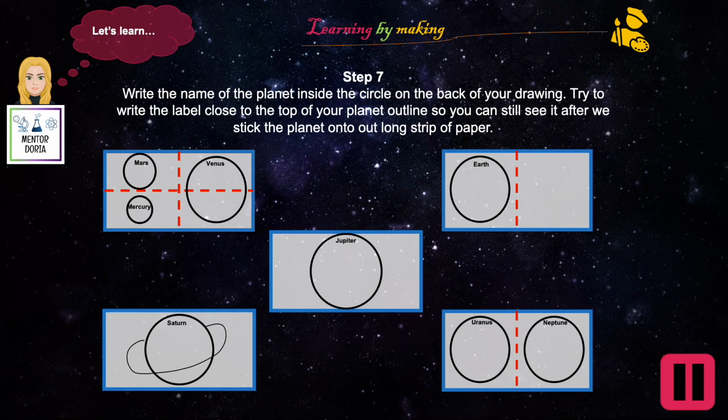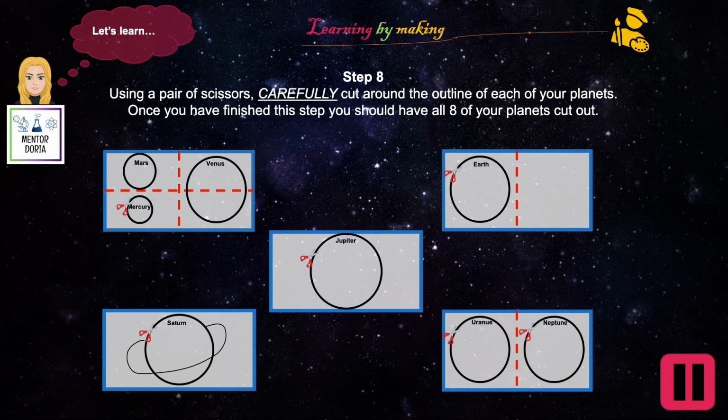Now, write the name of the planet inside the circle, but on the back of your drawing. Try to write the label as close to the top of your planet outline as you can, so you can still see it after we stick the planet onto our long strip of paper. Using a pair of scissors, carefully cut around the outline of each of your planets. Make sure you get an adult to help you with the scissors and cutting. Once you have finished this step, you should have all 8 of your planets cut out.